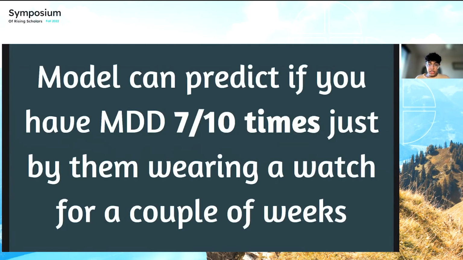On to our conclusion. Through this feed-forward network, we can essentially predict if someone has depression 7 out of 10 times just by them wearing a watch for a couple of weeks.